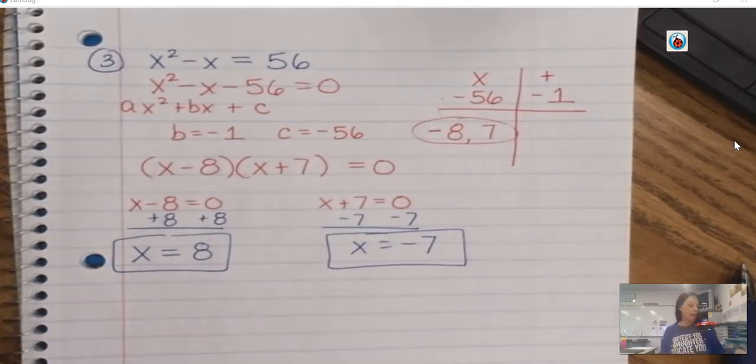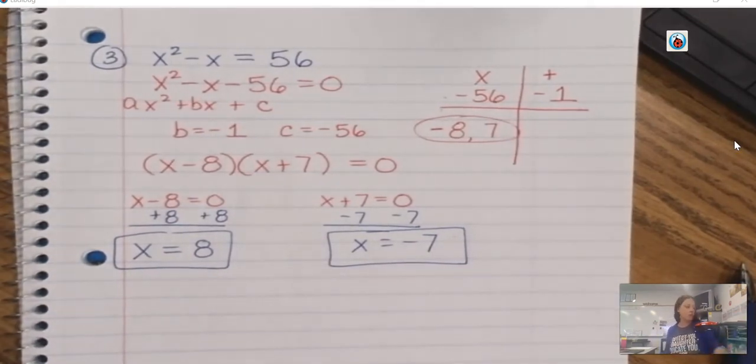Okay, I'm going to pause there because there's one more question, but I don't want us to hit the time on the bell. So I'll just finish that last question tomorrow. It's just the word problem.